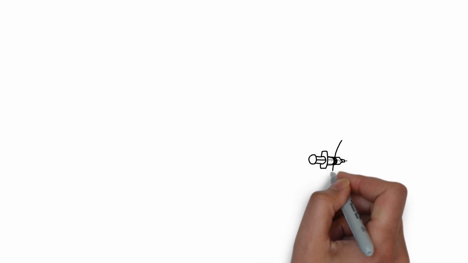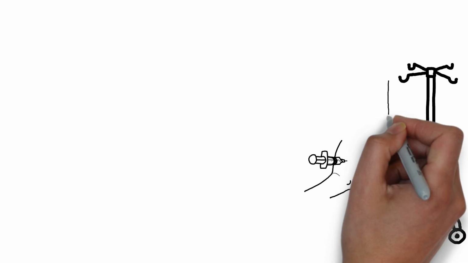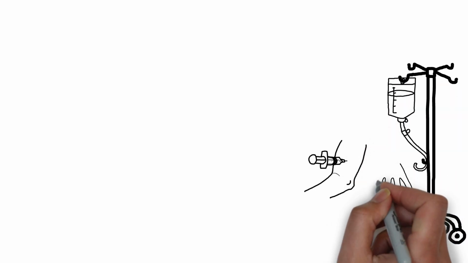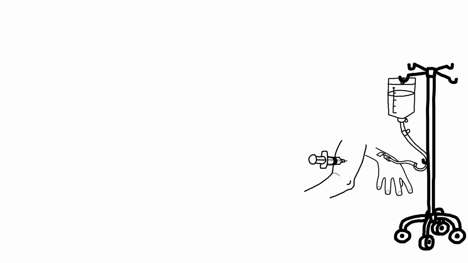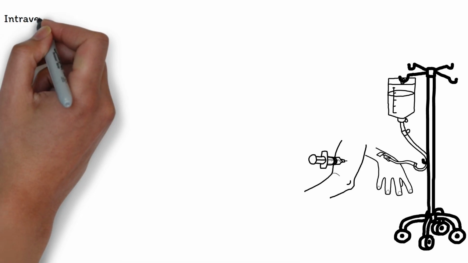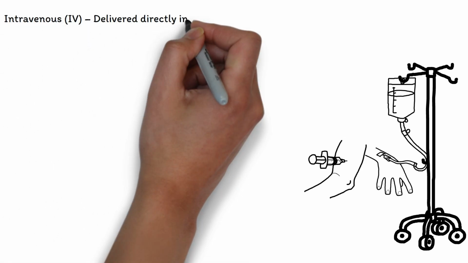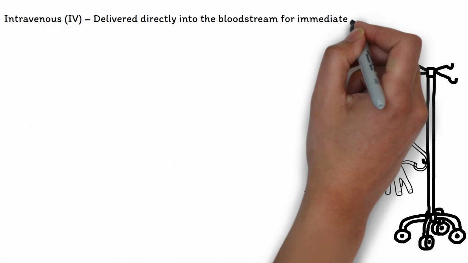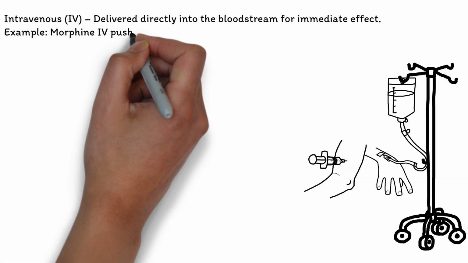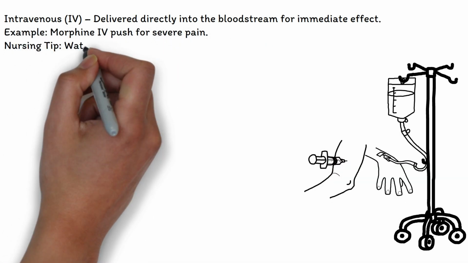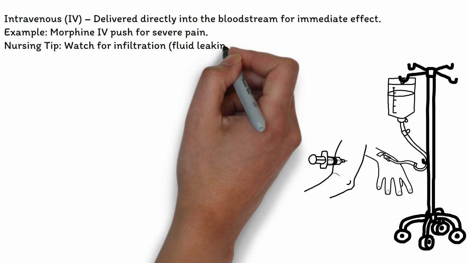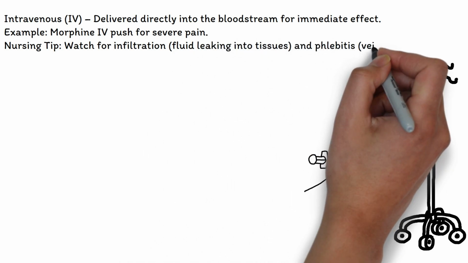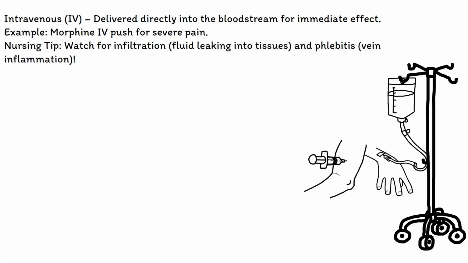Parenteral routes involve injections or IV administration. These work faster than oral meds but require proper technique to avoid complications. Intravenous, IV, delivered directly into the bloodstream for immediate effect. Example, morphine IV push for severe pain. Nursing tip, watch for infiltration, fluid leaking into tissues, and phlebitis, vein inflammation.